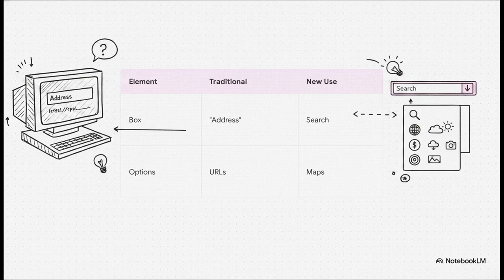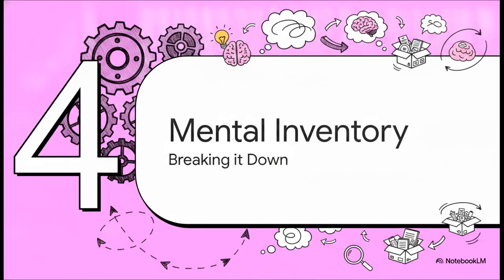But the takeaway here is huge. Just by noticing that a piece of the screen didn't always need a static label, they found unused real estate that opened up massive possibilities for way better usability. Moving right along to Section 4, taking a mental inventory.